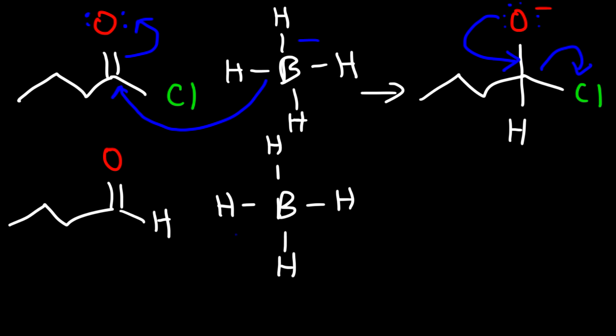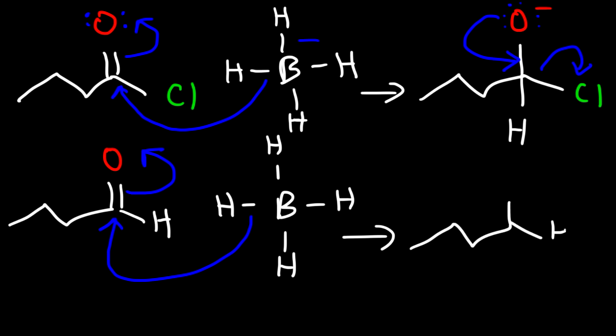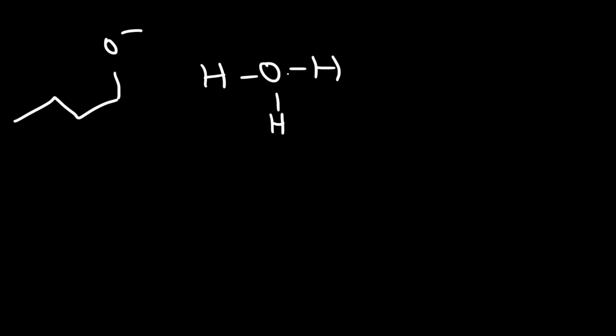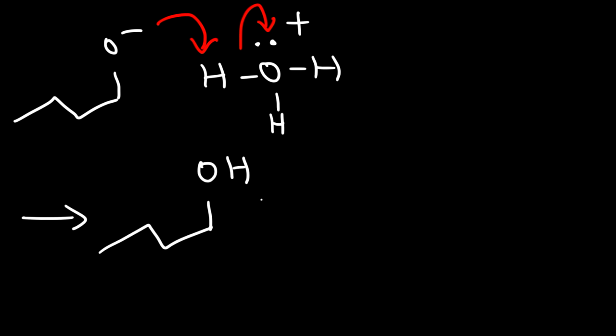So we're going to use a second borohydride ion. It's going to attack the carbonyl carbon, generating an alkoxide ion. So far, we've added two hydride ions to the carbonyl carbon. And now the last step is reacting the alkoxide ion with H3O+. So we need to acidify the solution. And so the oxygen with a negative charge is going to pick up a hydrogen, giving us a primary alcohol.